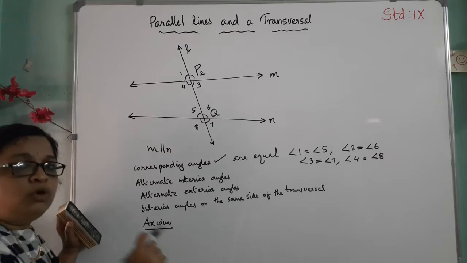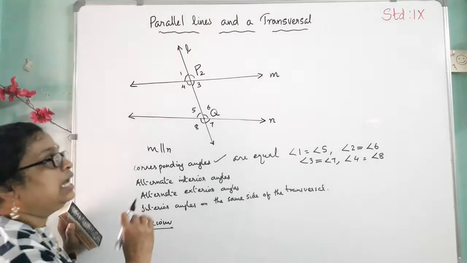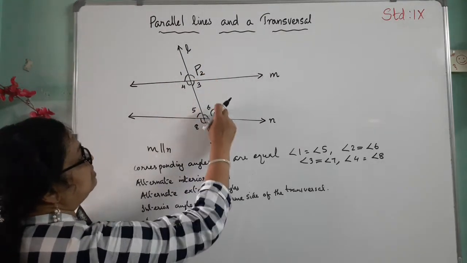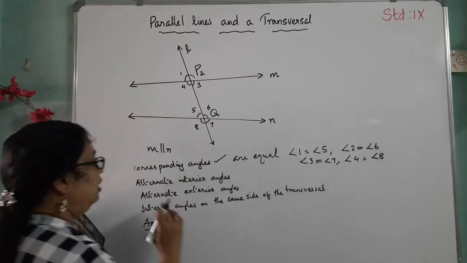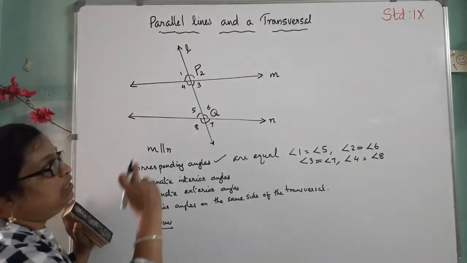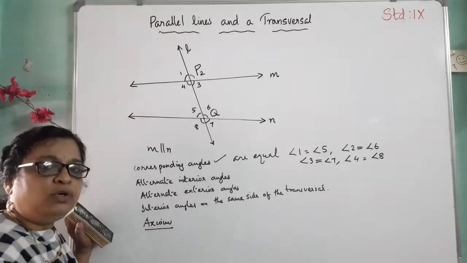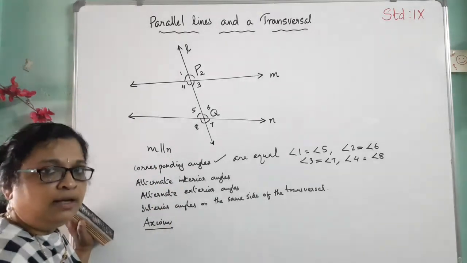So once more, if a transversal intersects two parallel lines, then the corresponding angles formed are equal. Here 1 and 5, 2 and 6, 4 and 8, 3 and 7, that all are equal. The converse is also true, that is if a transversal intersects two lines, and the corresponding angles formed are equal, then we can say that the two lines are parallel.